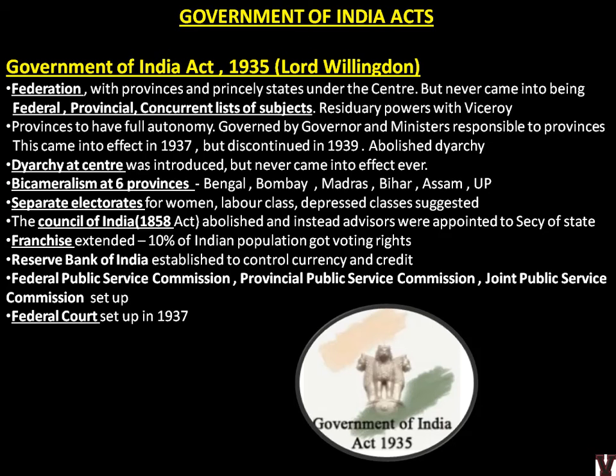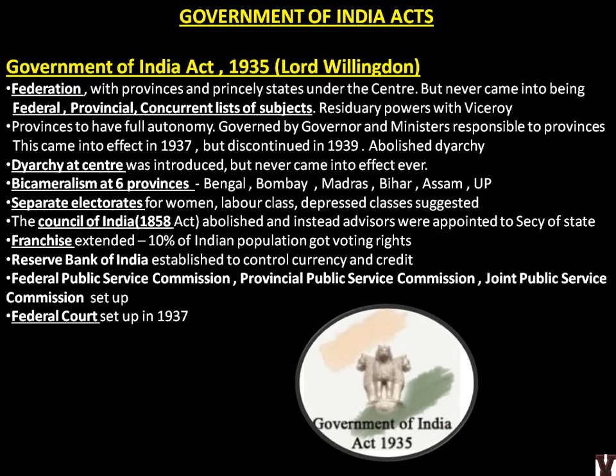Now next is diarchy at the center. Diarchy was abolished in the province. They wanted to do it in the center, that is the transferred and reserved, and it was introduced, but again never came into effect. So the 3 points we saw all never came into being. It was only on paper, but it is indeed a point which you have to write in an answer for Government of India Act 1935. Now see the next one, bicameralism at 6 provinces.